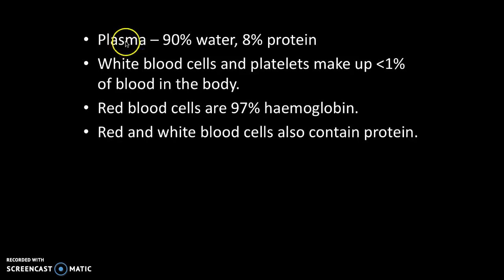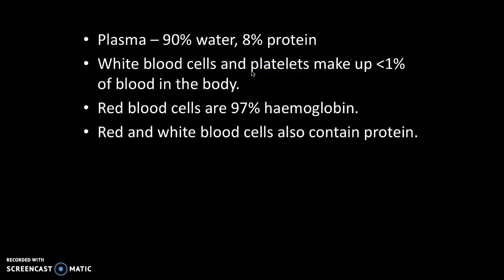And then here you can see plasma is made up of 90% water, so it's very important we stay hydrated so that we can maintain the levels of blood we have in our body. And it's also 8% protein, so it carries various proteins that are needed to rebuild muscle and keep us healthy. Then you have white blood cells and platelets making up less than 1% of the blood in the body.